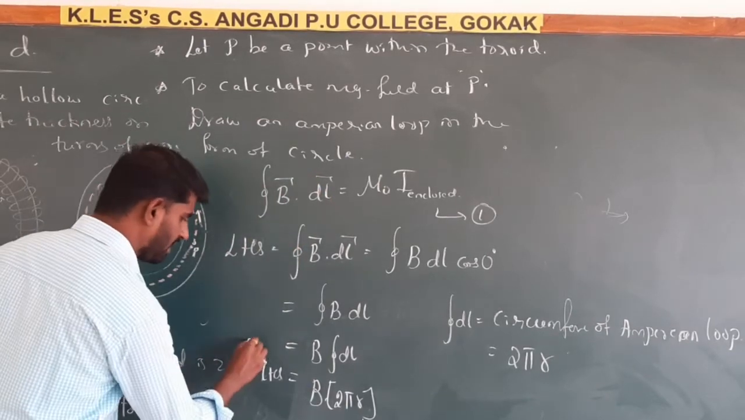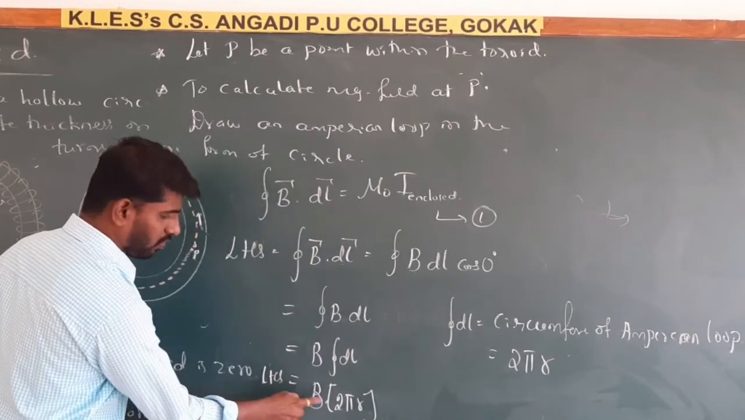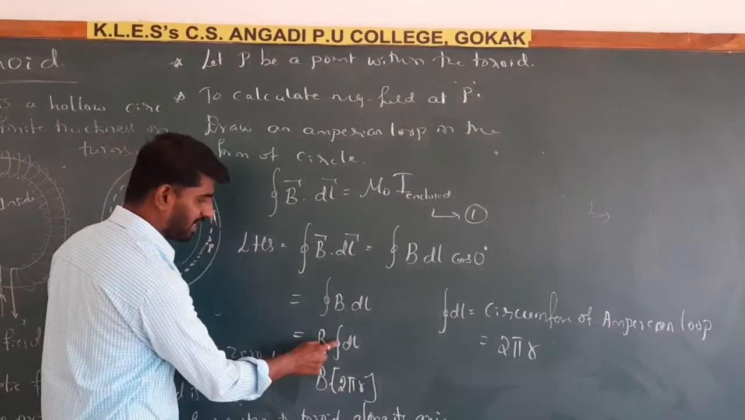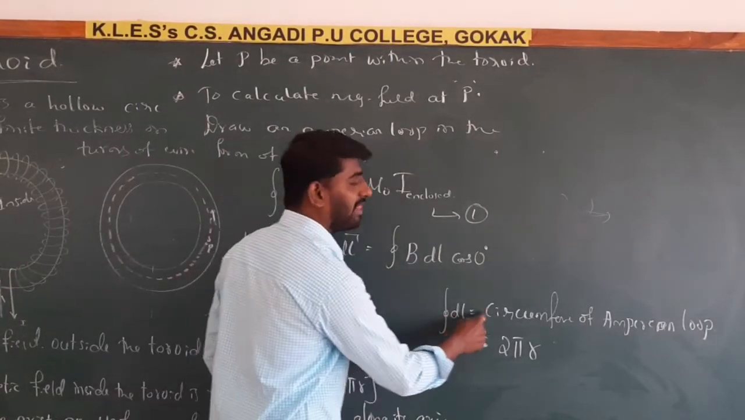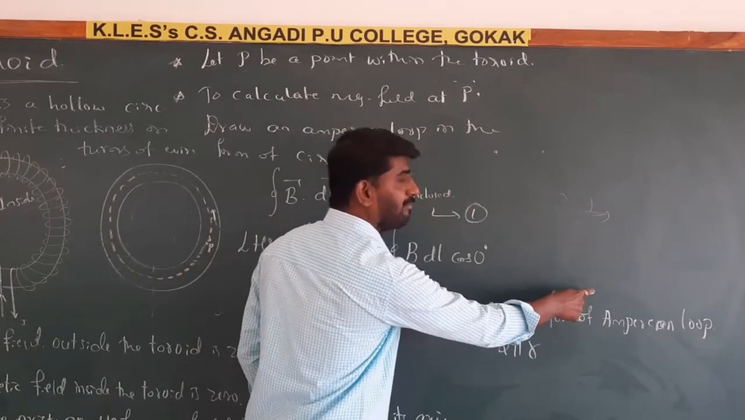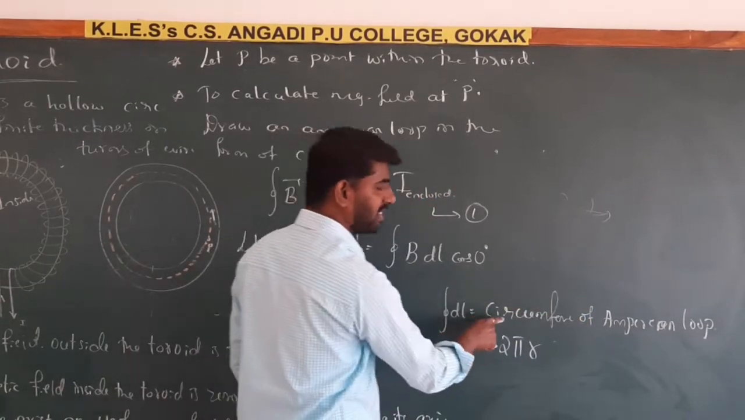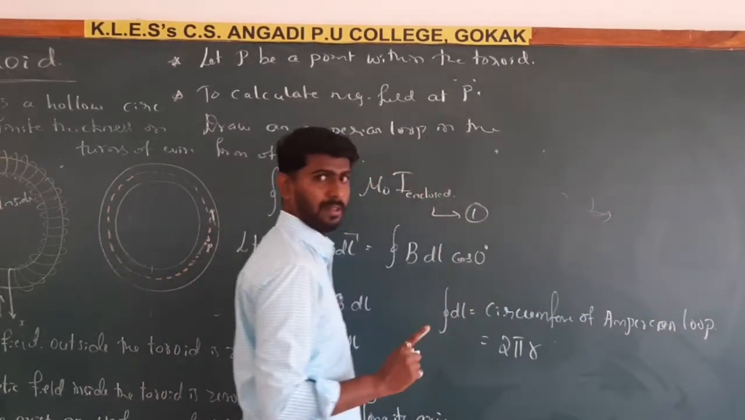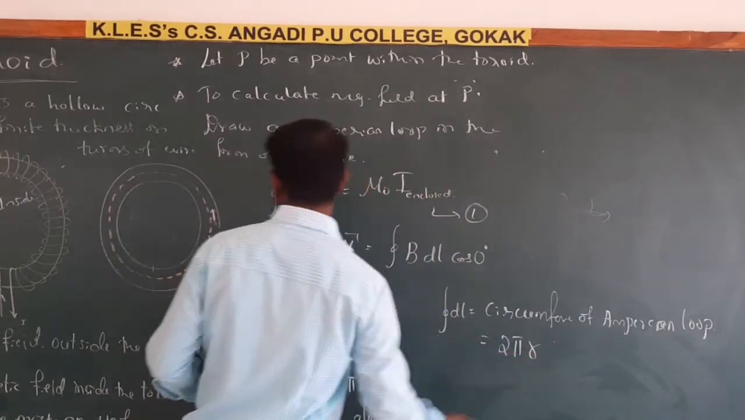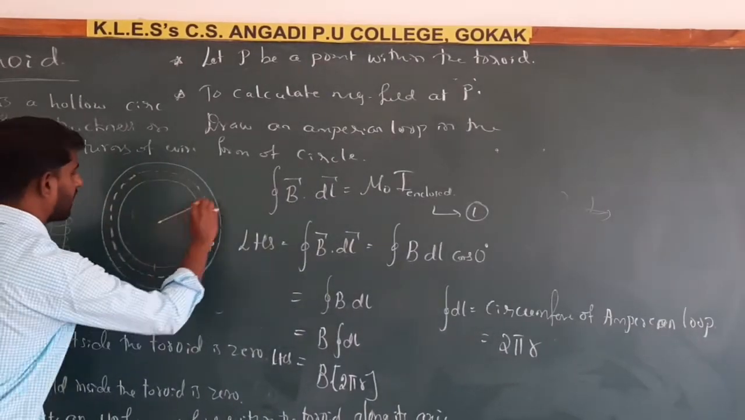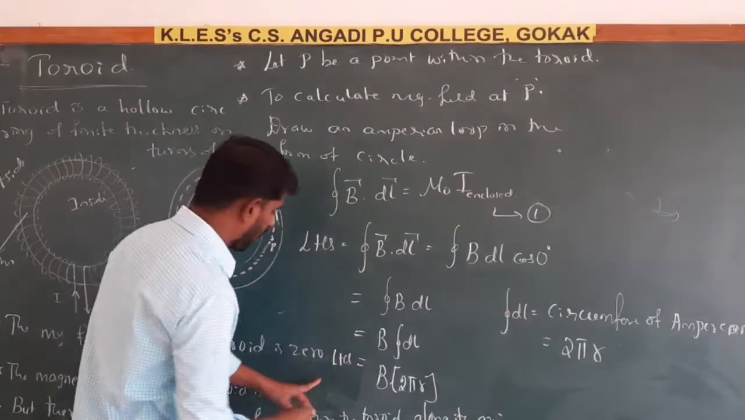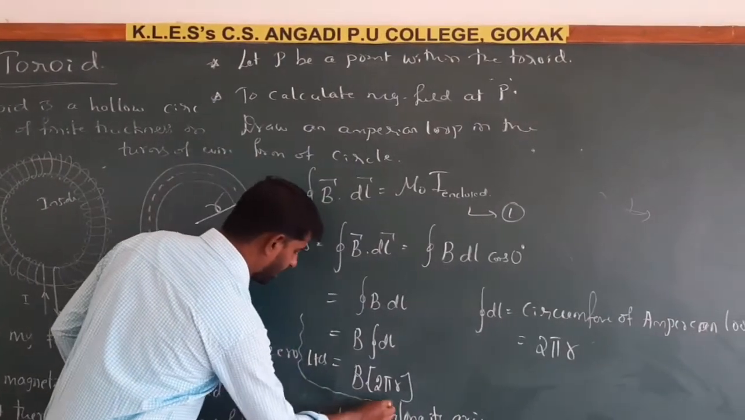What did I get here? The LHS is equal to B, the magnetic field, into 2 pi r. The integration of dl means the length of the Amperian loop, and since it is circular, I said circumference, whose value is 2 pi into radius. The radius is from here to here. This is our radius. Is it clear? So we got the value of the left hand side.